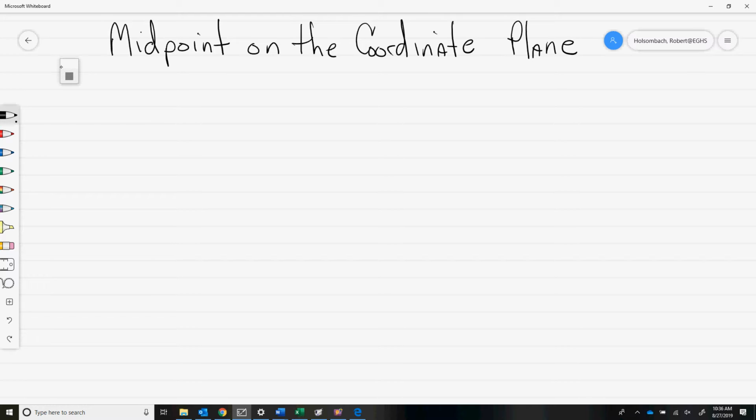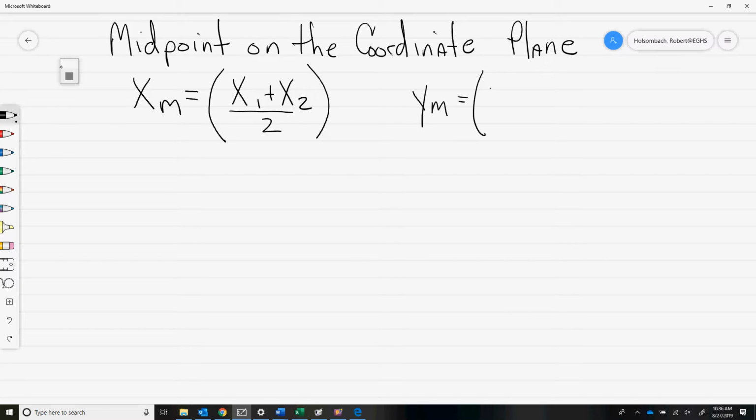Midpoint on the coordinate plane. Now your x at the middle is still going to be equal to your x sub 1 plus your x sub 2 divided by 2. And your y at the middle is going to be equal to y sub 1 plus y sub 2 divided by 2. When you're finding your midpoint on the coordinate plane, you just have to do the midpoint formula twice.